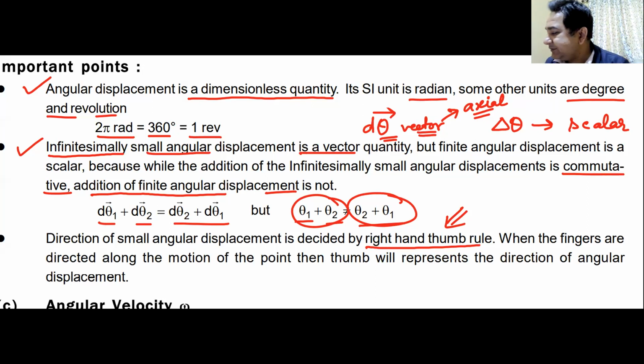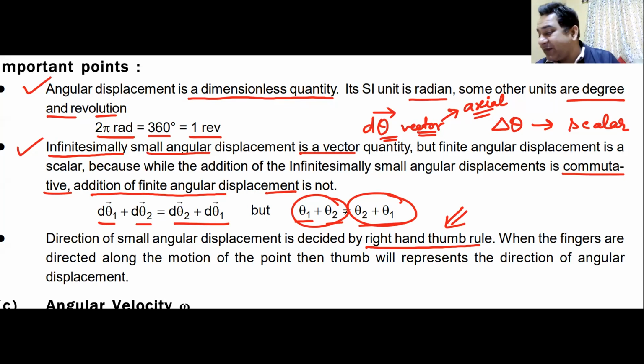Do we understand why it is not commutative? Can I have some raised hands that you understand this? You can do this at home. Take anything and rotate it on two axes and see, is the orientation the same in both cases? It will never come the same in both cases. But if you do it for very small angles, it will come almost the same. But for large angles, it will never come the same. And that is why delta theta is a scalar quantity and d theta is a vector quantity.